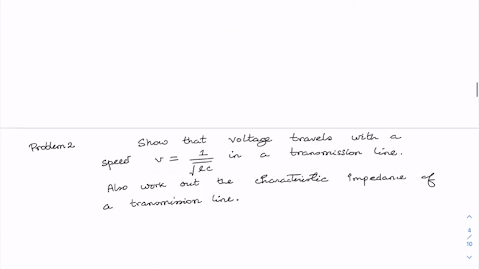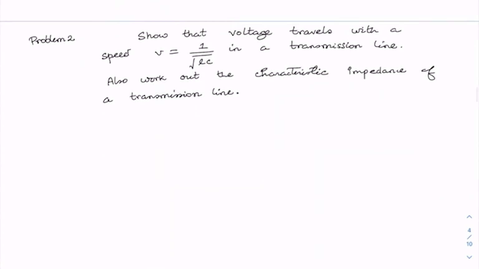Now let us do this problem. You are asked to show that the voltage travels with speed v equal to 1 by square root of LC in a transmission line. Here small l is the inductance per unit length and small c is the capacitance per unit length. Also work out the characteristic impedance of a transmission line. Let us do it.